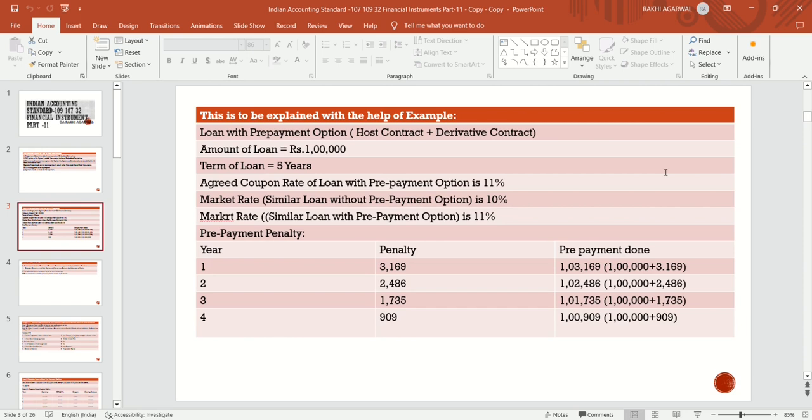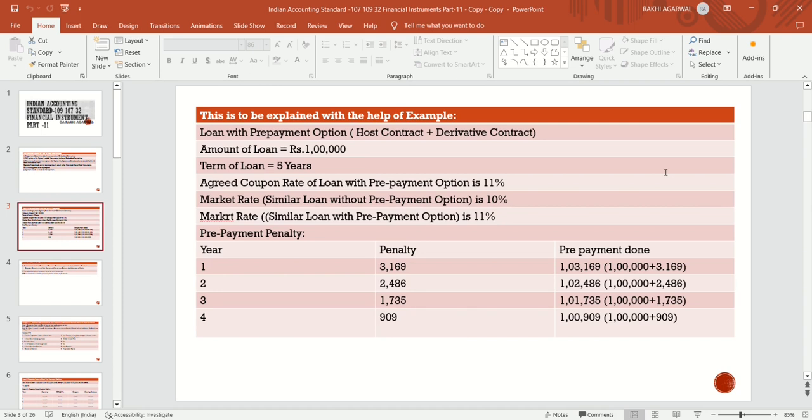Suppose a loan with a prepayment option. In a prepayment option, there is a host contract, meaning the main contract, a simple loan contract, along with a derivative contract. Suppose the amount of loan is 1 lakh and the term of the loan is 5 years. The agreed coupon rate of the loan with prepayment option: there is an option that if you prepay, then interest will be charged at 11%.